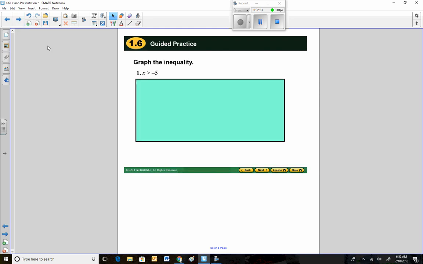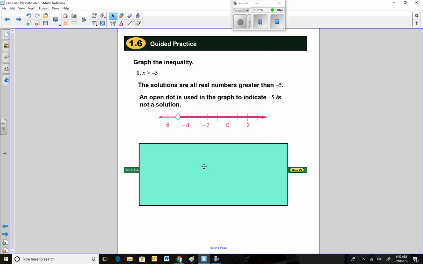All right, let's take a look at this. Graph the inequality. Notice it's a guided practice, so this is time for you to pause your video and draw yourself a little graph for this in your notes. Welcome back. Let's see how you did. Did you graph this at -5 and off to the right with an open circle over the -5? Let's try another question. Oops, skipped over one.